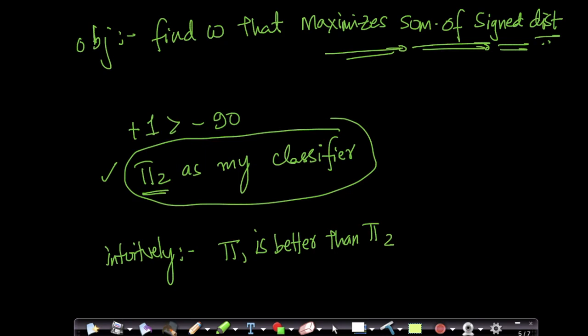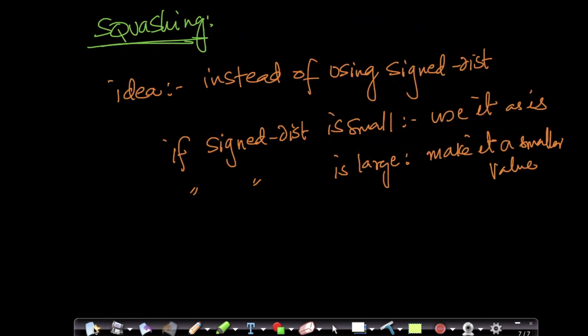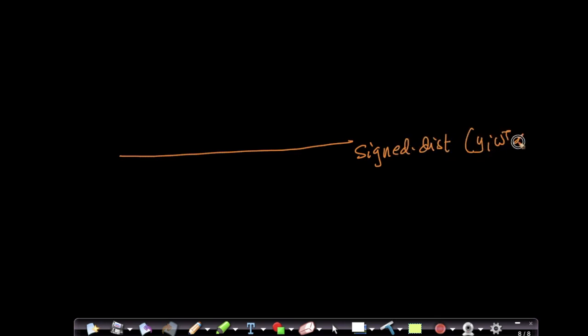Now let's look at it through simple geometry and functions. The way to do it is this. This is the interesting idea. Imagine if this was my signed distance. What is signed distance? Yi W transpose Xi, right? Signed distance with respect to a plane W. So as signed distance increases, let's assume this signed distance is 0.